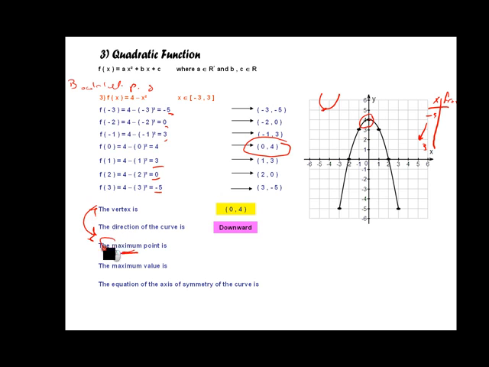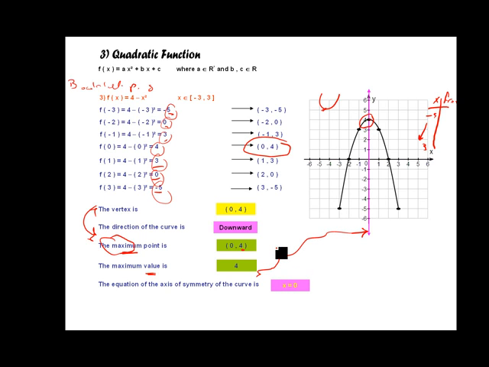The vertex is the maximum point, so it's (0, 4). The maximum value, remember the rule? It's the second projection of the vertex, or we can find it here: the maximum of all these values. We have -5, 0, 3, 4, 3, 0, -5. So the maximum value is 4. And the equation of the axis of symmetry is x equals the first projection of the vertex. This is the axis of symmetry, and its equation is x equals 0.